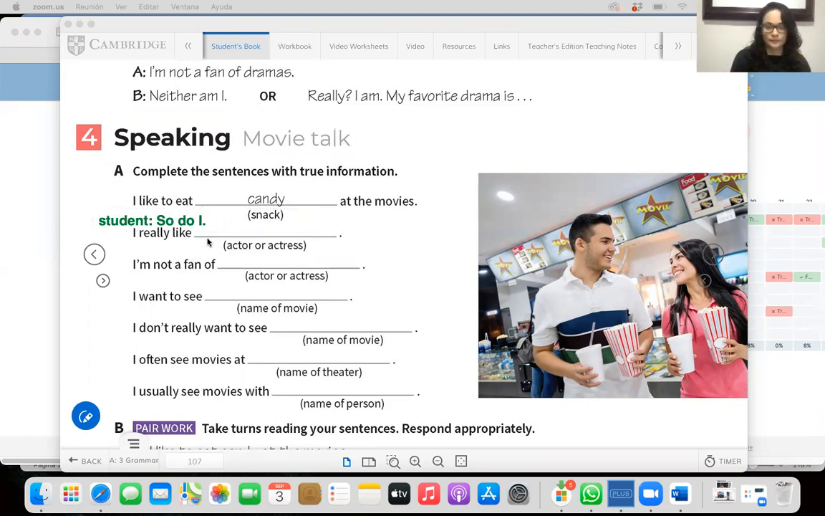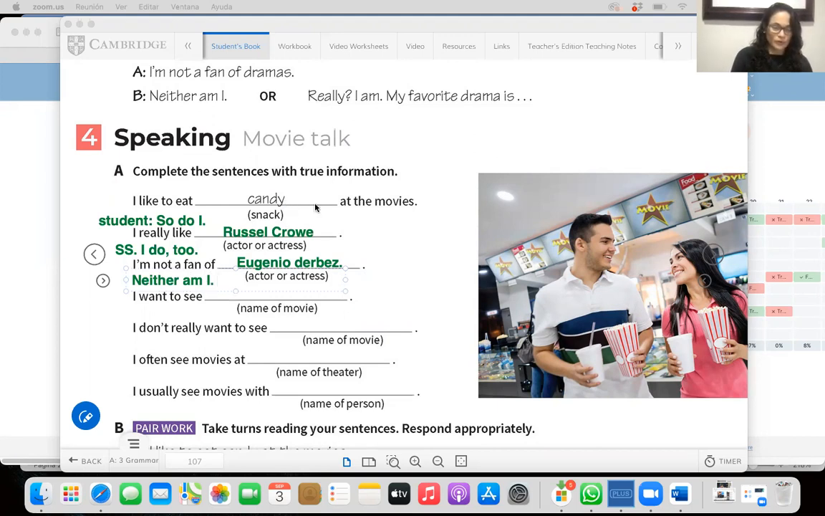And then the second question, I tell my partner, I really like, and I'm going to say here, any actor, I'm going to say Russell Crowe. I really like Russell Crowe. And my student is going to say, so do I, or I do too. And I'm going to say, I am not a fan of, and I have to put an actor or an actress. I'm going to say Eugenio Derbez. And maybe my student has to respond with the verb to be in the negative. So he's going to say, neither am I. So on and so forth.